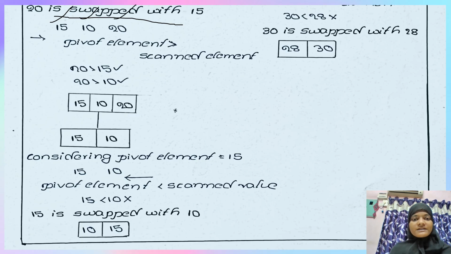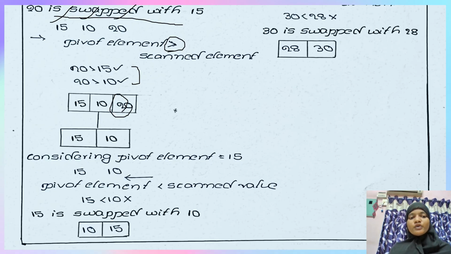The pivot element is greater than the scanned element as we are comparing from the left side. 20 is greater than 15, which is true. 20 is greater than 10, which is true. So this condition is satisfied. The list is 15, 10, 20. The elements present before the pivot element are less and there are no elements present after the pivot element. So the list is divided into 15 and 10.